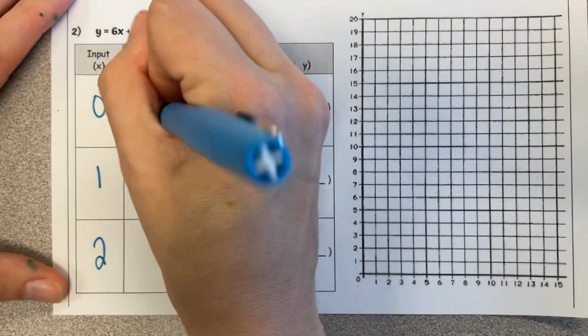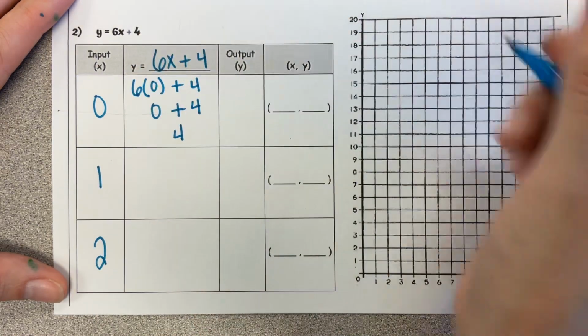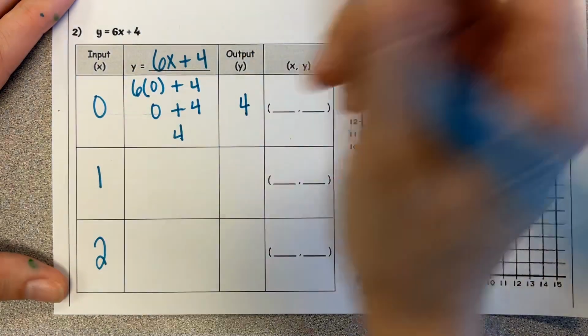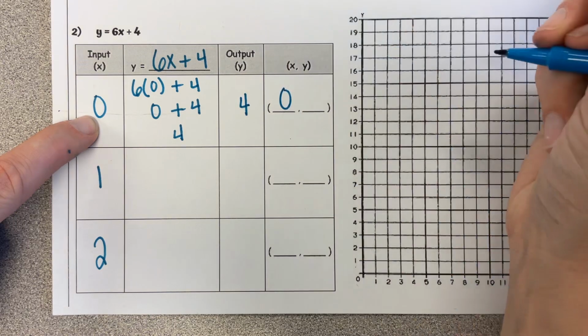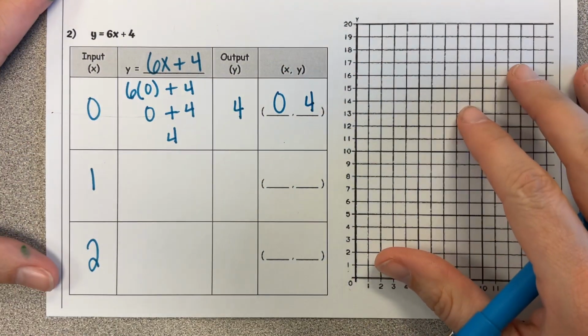6 times 0 is 0. 0 plus 4 is 4. So our output is 4. So we have an input, an x value of 0, and an output, a y value of 4.